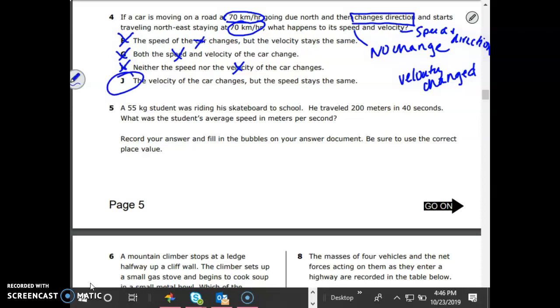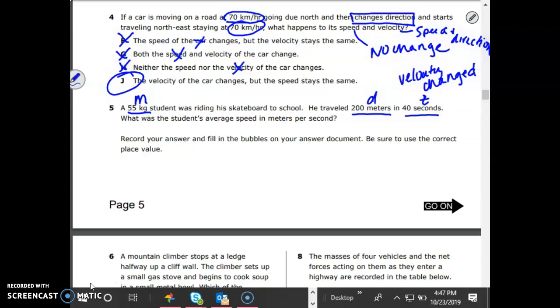And number 5, a 55 kilogram student, this is going to be his mass, was riding a skateboard to school. He traveled 200 meters in 40 seconds. 200 meters would be his distance, 40 seconds would be his time. What was the average speed in meters per second?